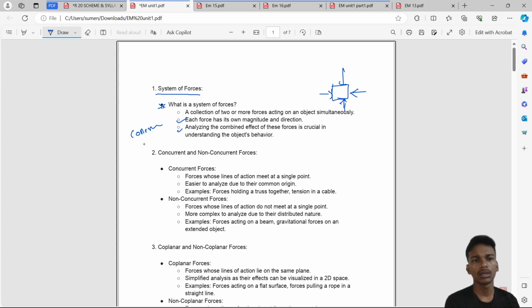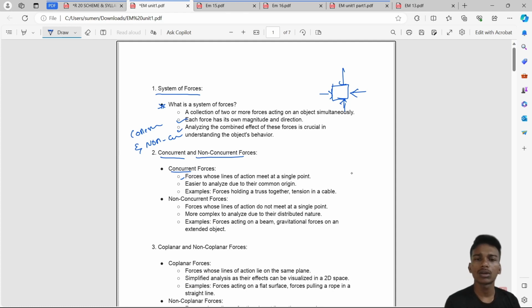Concurrent and non-concurrent. We will deal with what those types of forces are. Concurrent forces means forces whose lines of action meet at a single point. Easier to analyze due to their common origin. Examples: forces holding a truss together, tension in a cable.